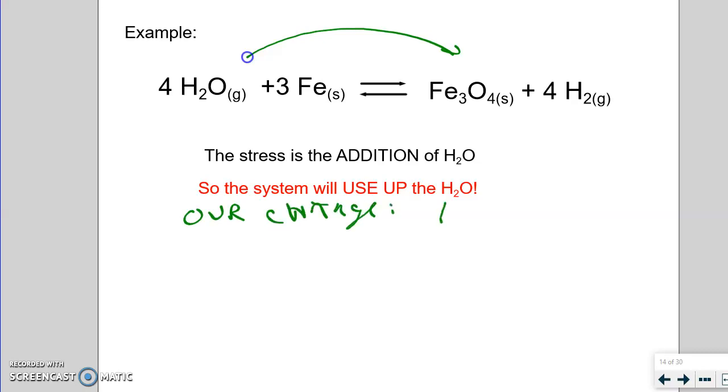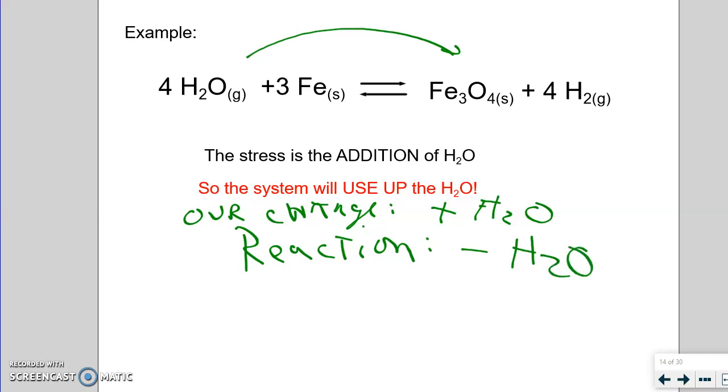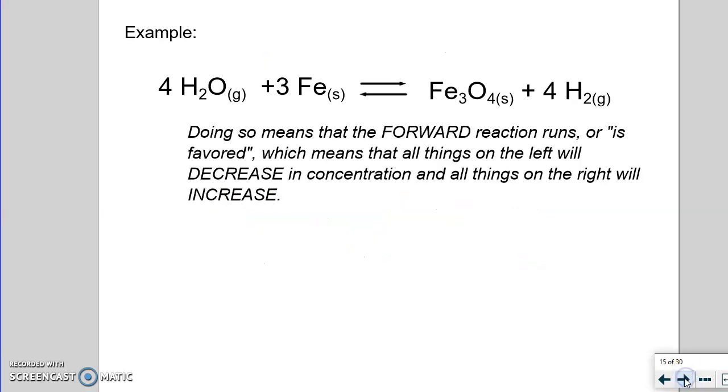So if we add water, so our change was add water. So the system, or the reaction's response, is, hey, I'm going to use water. So the way that it does that is running to the right. So in that scenario, the addition of water, the system will run to the right. Products will be favored. Lots of ways that we can say this, but the net effect is that all of the things on the left will decrease in concentration and all of the things on the right will increase in concentration.